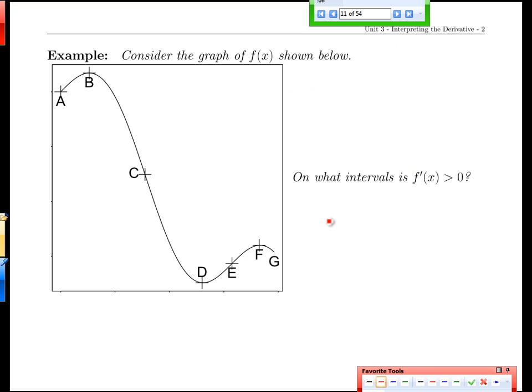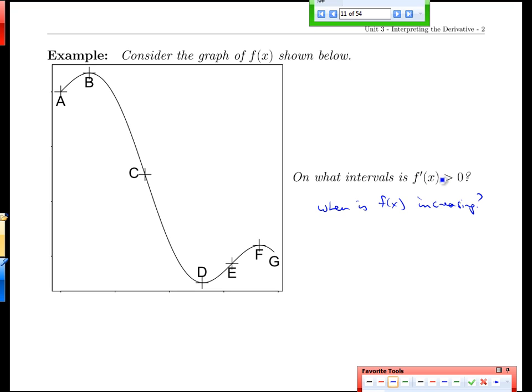All right, let's do a quick analysis here just to use those concepts. We've got a graph like so, and we can ask, well, in what intervals is f prime of x greater than 0? Your first exercise is simply to translate that into words. When is f of x increasing?